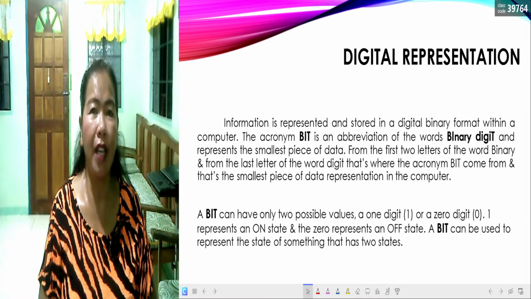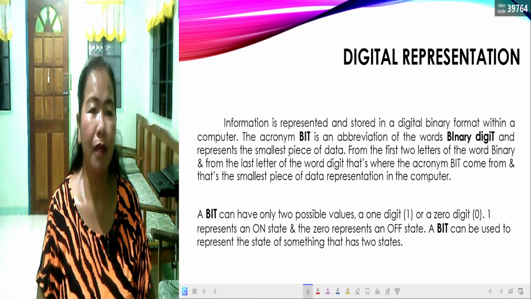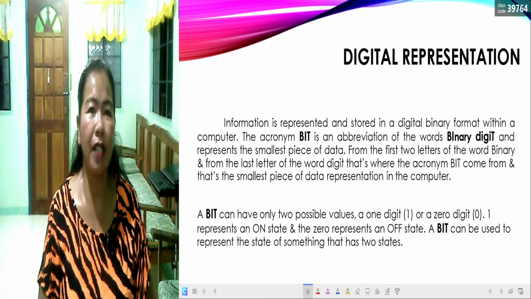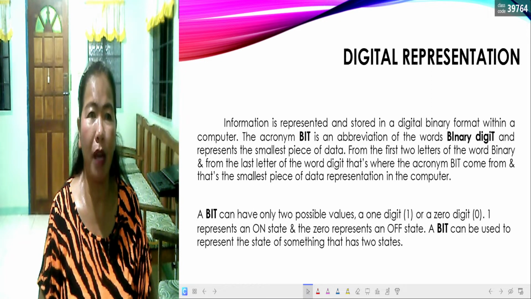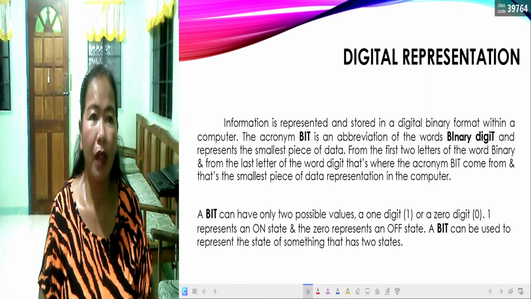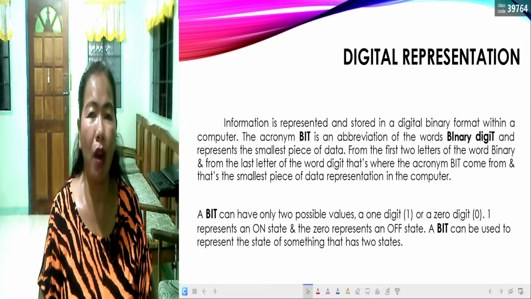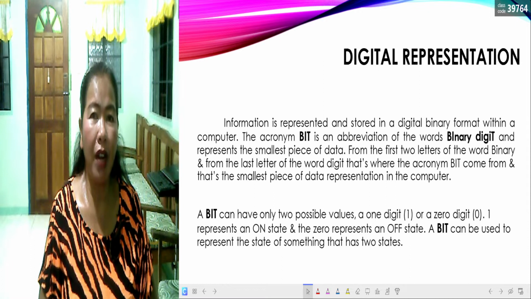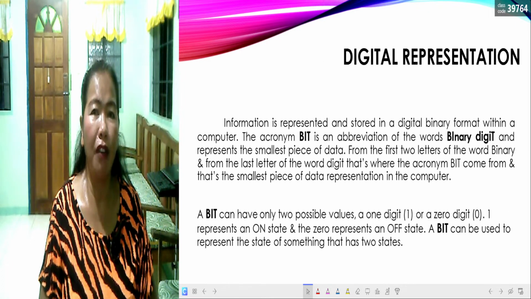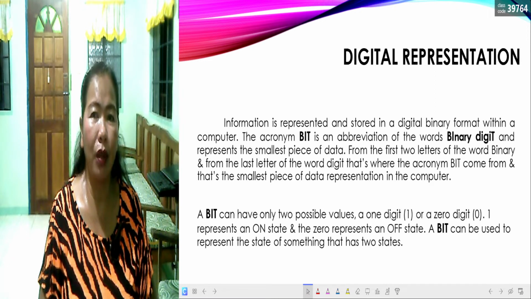So let us have the digital representation. Information is represented and stored in digital binary format within a computer. The acronym BIT is an abbreviation of the words binary digit. The first two letters of the word binary are B and I, and the last letter of the word digit is T.